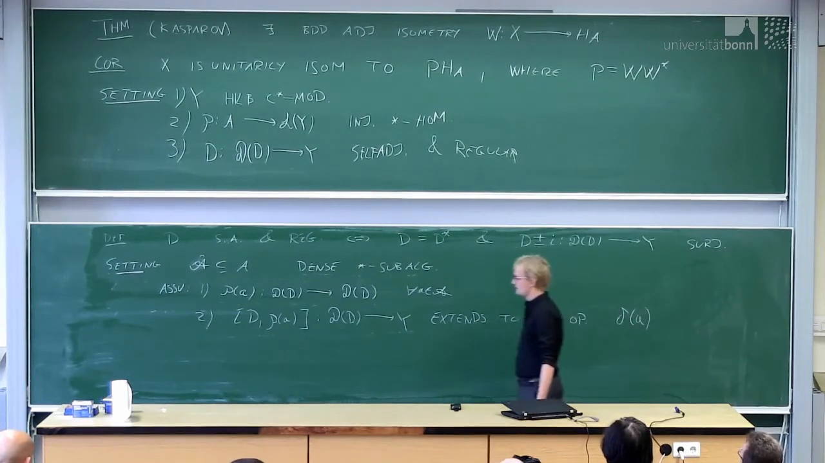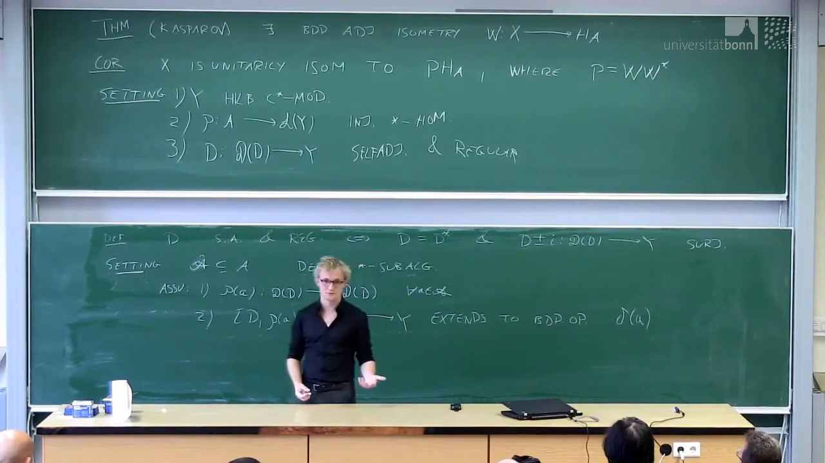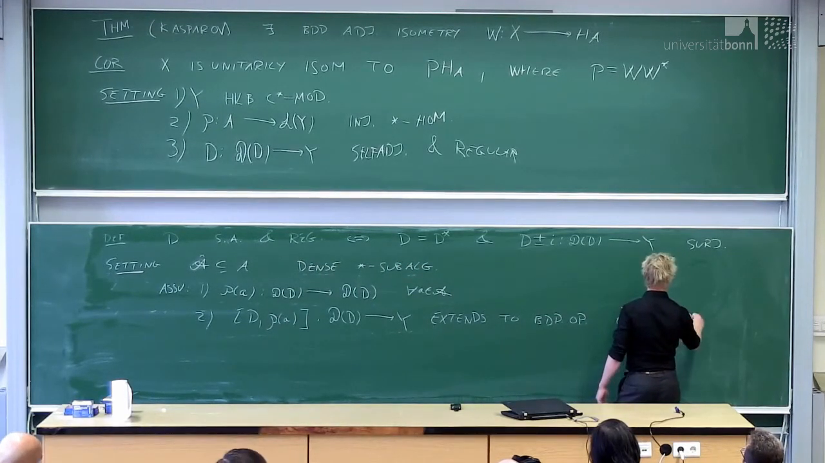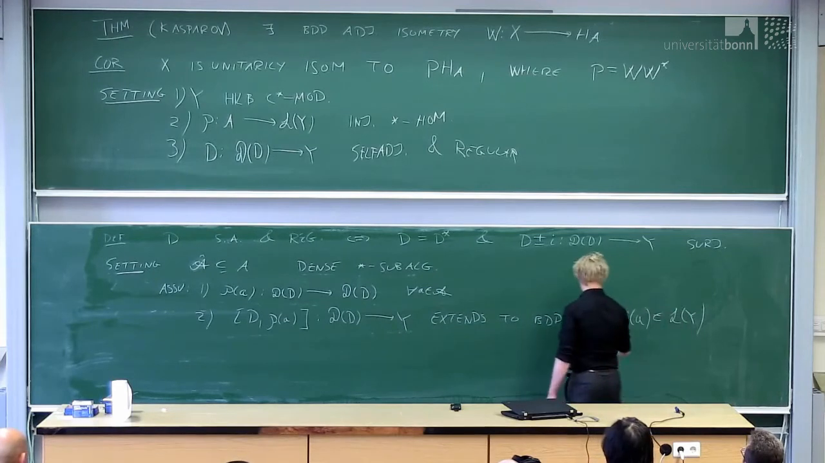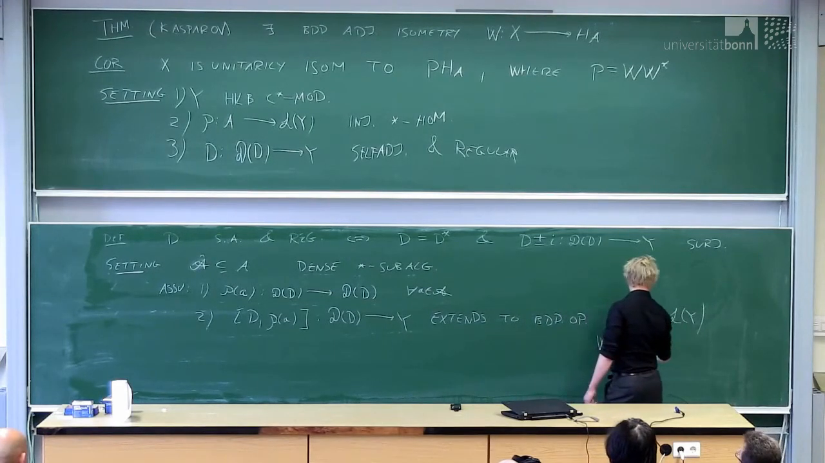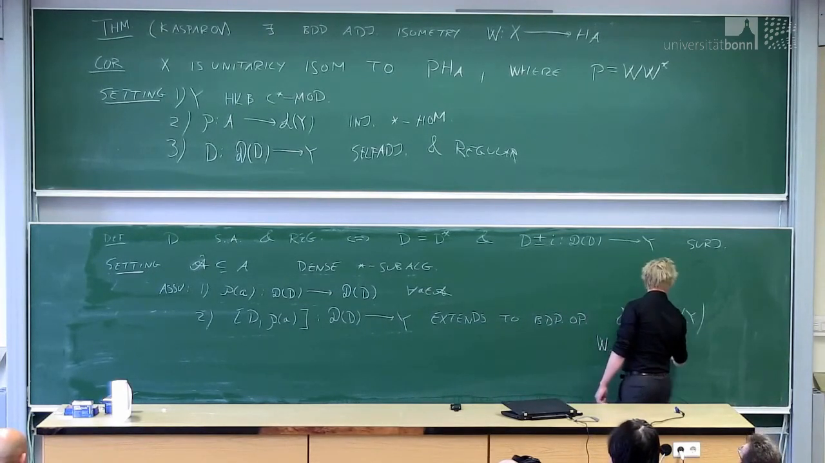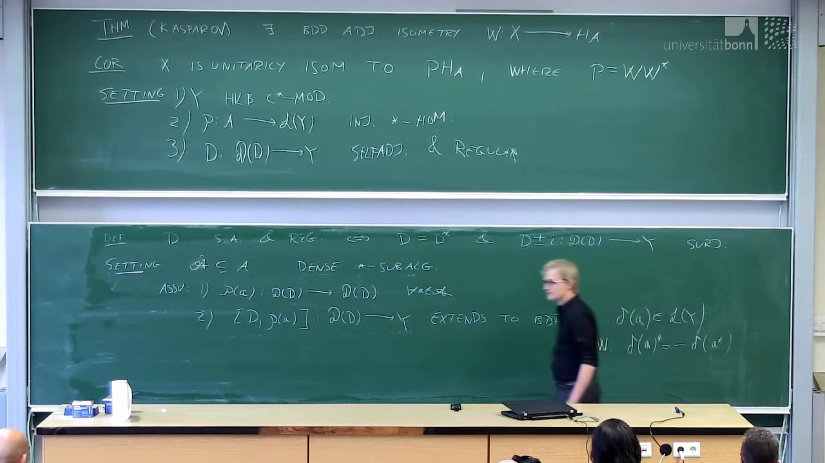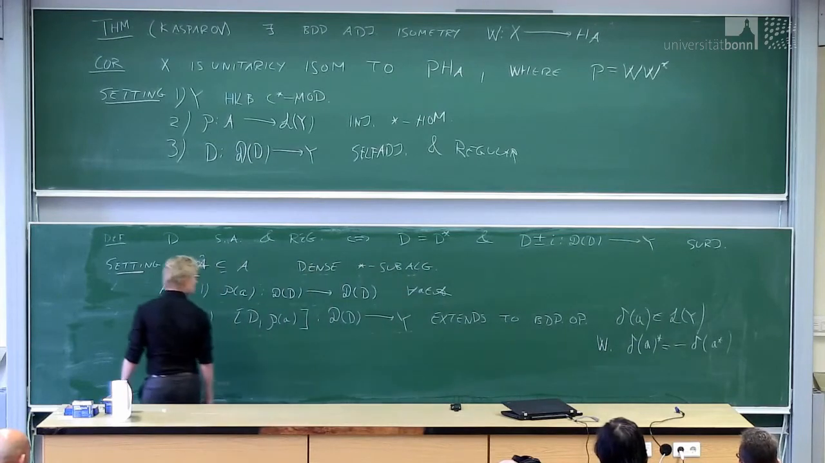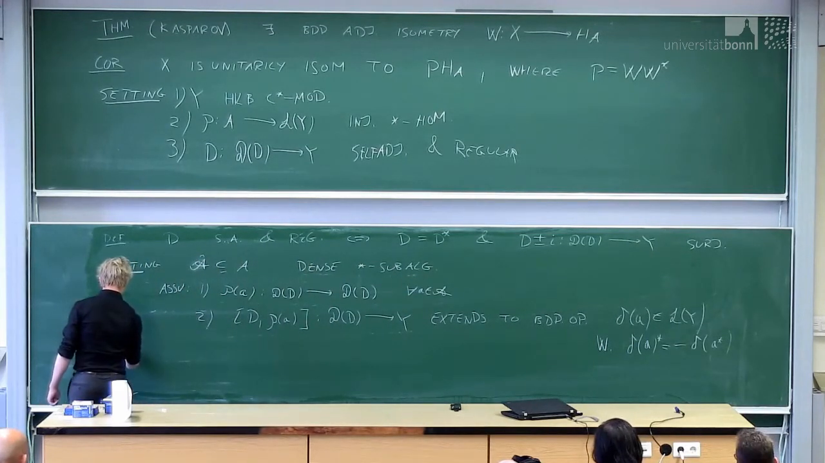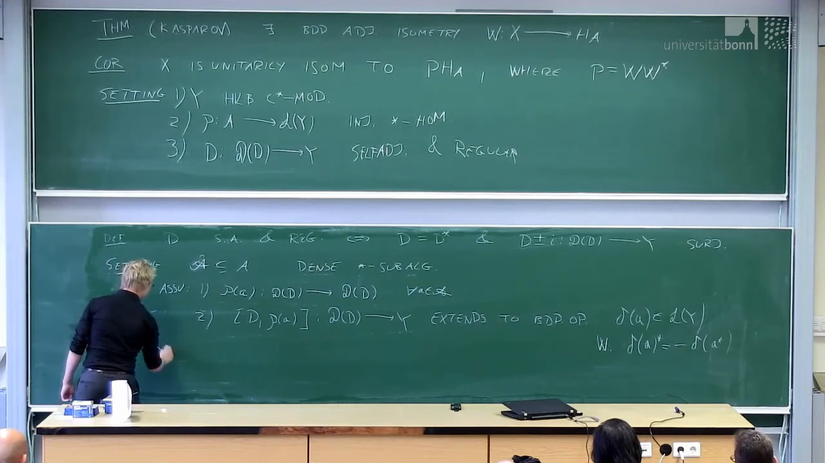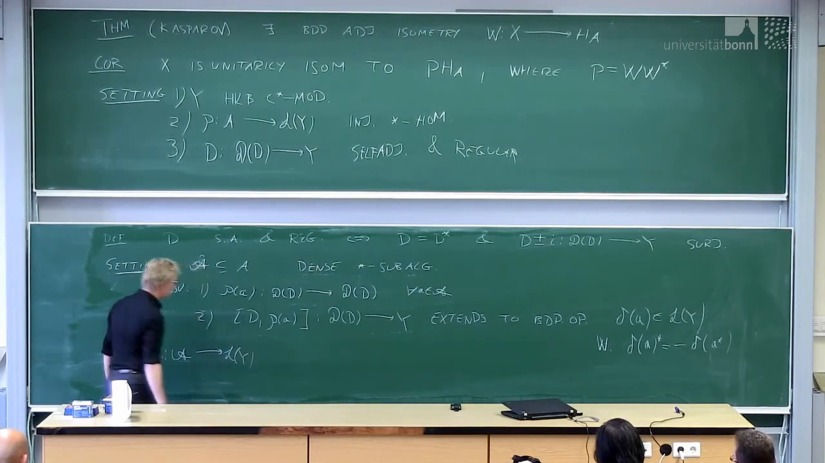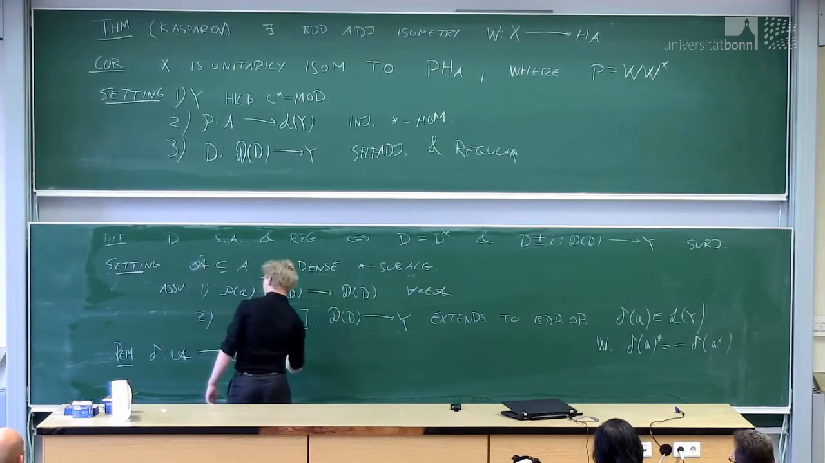Then it's automatic that delta of a lies in the bounded adjointable operators on Y, and you can see that the adjoint is nothing but minus delta of a adjoint. Then you can remark also that this delta here defines a closable derivation on A.